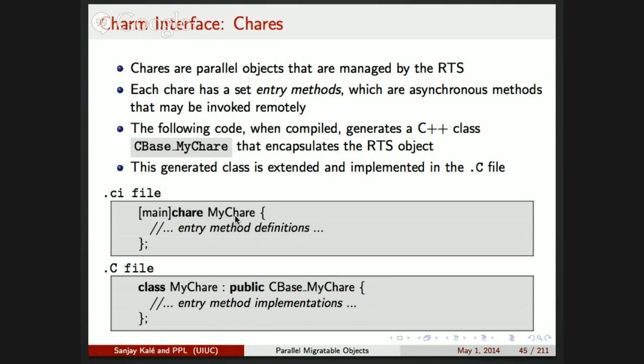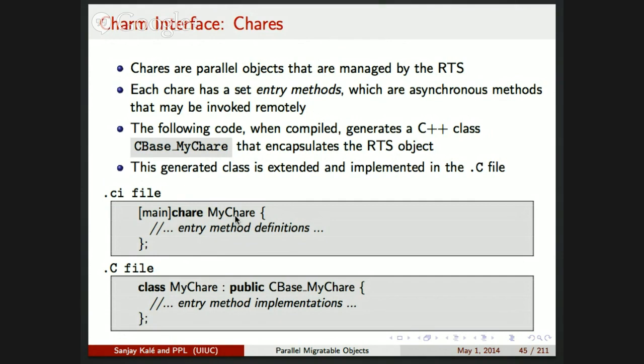So again, chares are our parallel objects. These are the actual entities that are managed by the runtime system. We give them a set of entry methods in the .ci file. They can be invoked remotely: as long as any chare knows the address of some other chare in the system, it can remotely invoke a method on it as long as it's one of these entry methods.